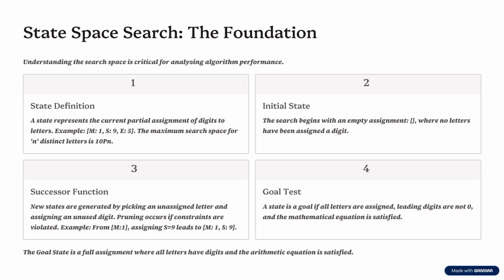What is our goal state? A state is a goal if all the letters are assigned, leading digits are not 0, and the mathematical equation is satisfied. Goal state is a full assignment where all letters have digits and the arithmetic equation is satisfied.